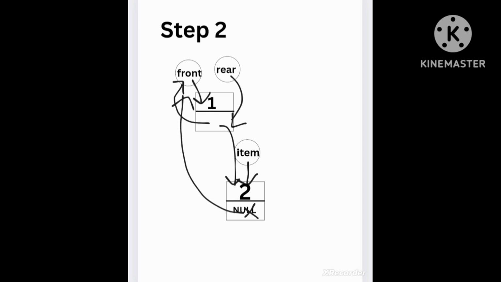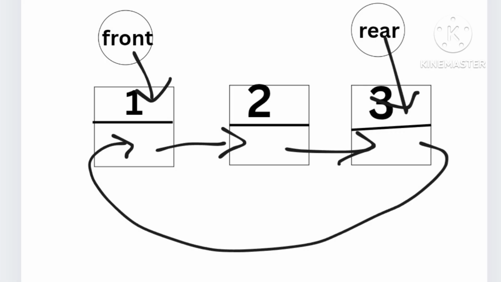So in this way all the nodes are inserted until our queue is full or some terminating condition is satisfied. So our circular queue will look like this. We will link the node at the rear end to the front to maintain the circular queue.